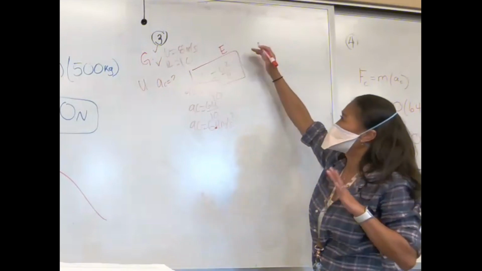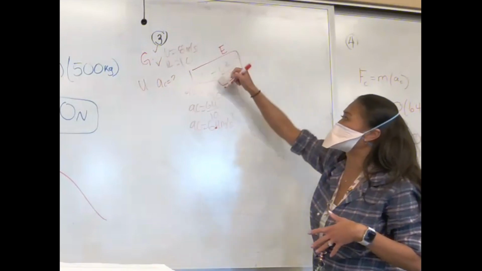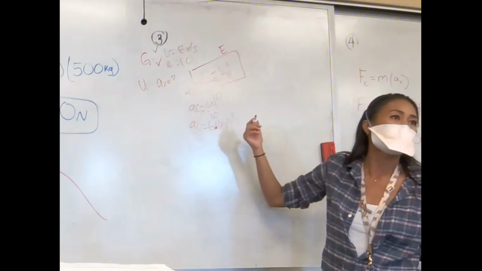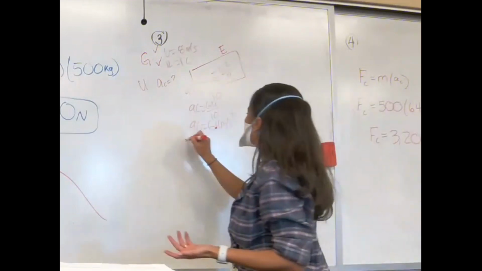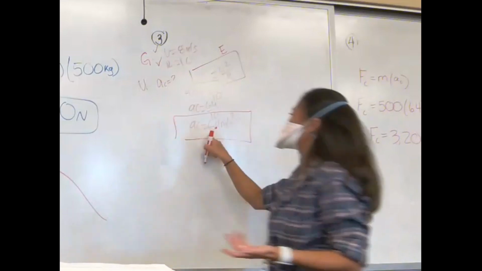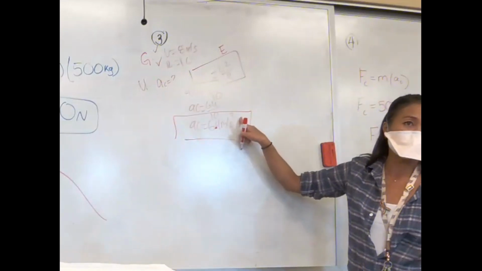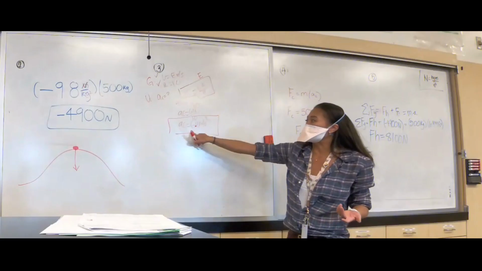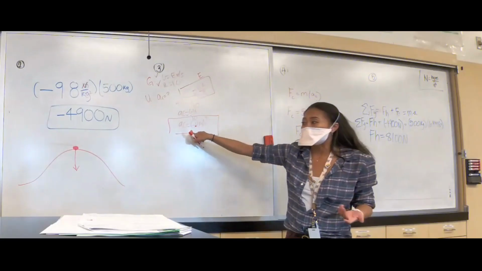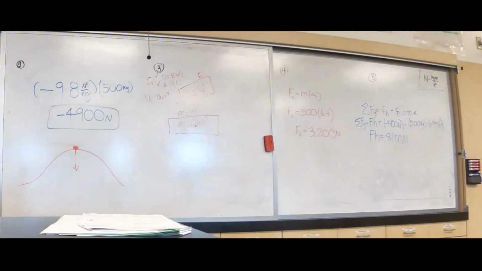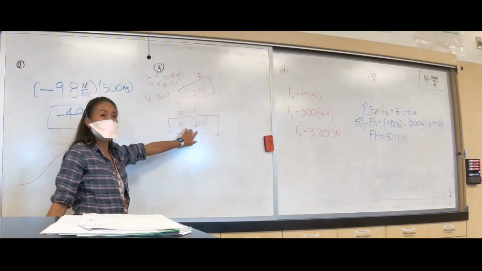If you don't plug in the equation and just jump straight to plugging in these values, I'll give you both points for it. But your final answer is 6.4 meters per second squared. And the acceleration is directly proportional to the net force. And so if the net force is pointing up, the acceleration should also be pointing up.